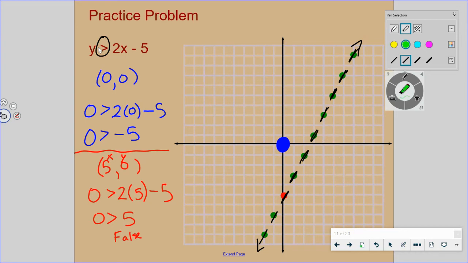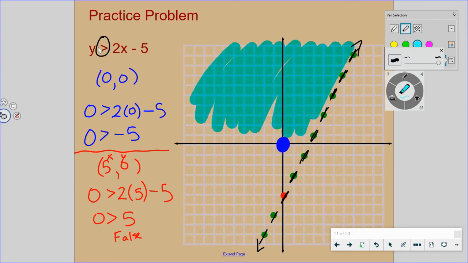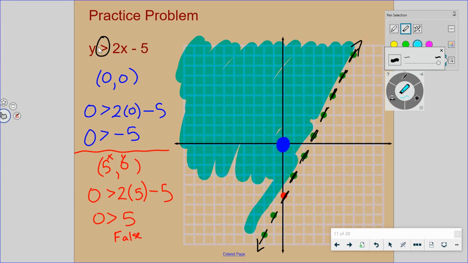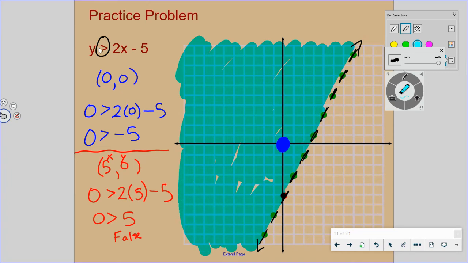So I'm going to go ahead and grab my trusty highlighter, and I'm going to go real big. All the points above and to the left of this dashed line will work. And also remember, none of the points directly on the line work. That's why it's a dashed line. If you pick any x-coordinate, y-coordinate that is a hair above, it's going to be okay. But the points on the line are false, and the points below the line are false.